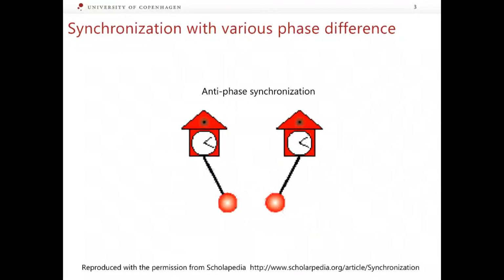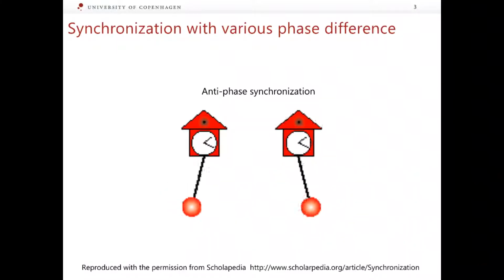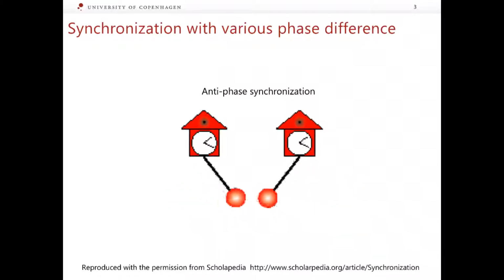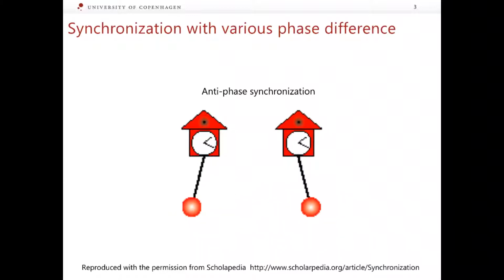Here we observe an antiphase synchronization. When one clock is at its far left position, the other is at the far right one, and vice versa. When one pendulum moves to the left, the other moves to the right, and this continues throughout the whole process.